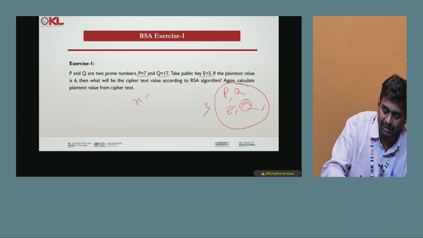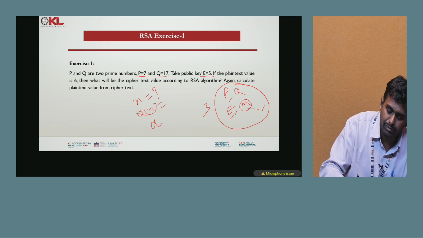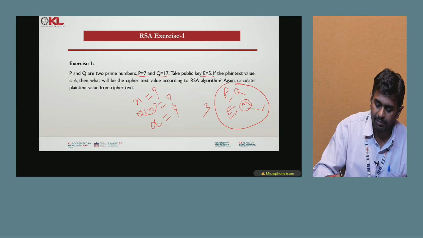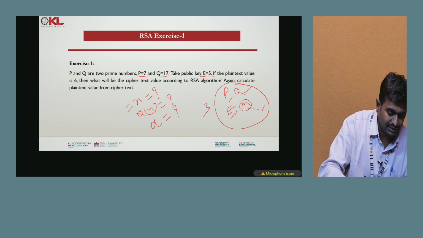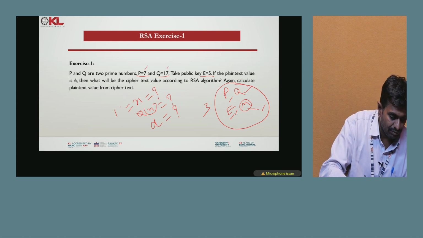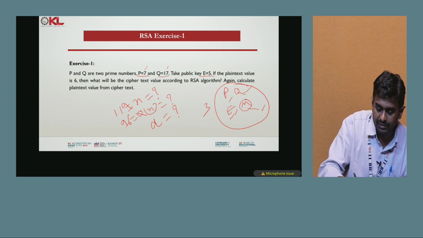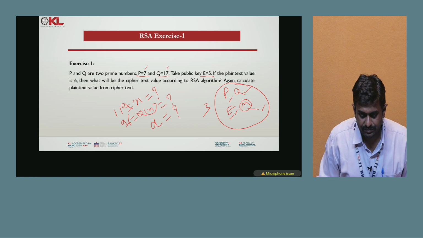Those are the n value and the pi n value. Calculate the pi n value. Next, the e value is already given, we need to calculate the d value. Based on p and q we get the n value, that is n equal to 7 into 17, that is 119. Pi n equal to 96, that means (7 minus 1) into (17 minus 1), 6 into 16, 96.